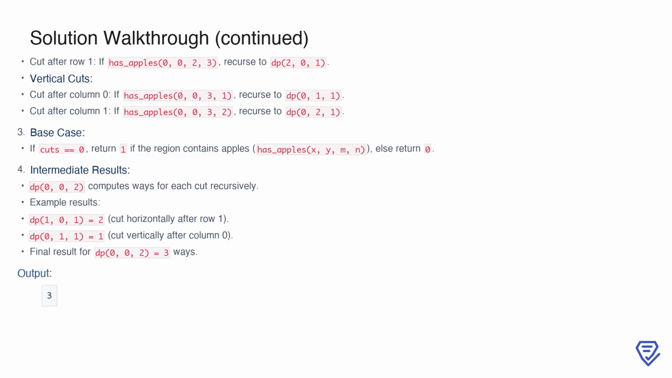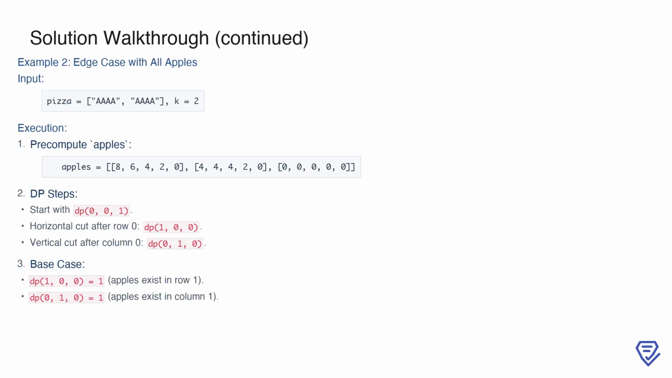Now, let's look at an edge case where the pizza is entirely filled with apples and we need to make just 2 cuts. The pizza is represented as a 2x4 grid, and the pre-computed apples array shows the cumulative count of apples in each rectangular region. Here, the apples array is calculated as 8, 6, 4, 2, 0, 4, 4, 4, 2, 0, 0, 0, 0, 0, 0.